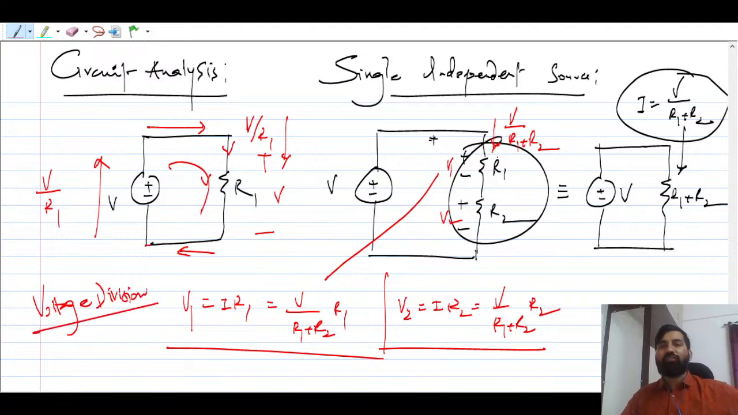So instead of finding the current directly, you can find out the voltage across each resistance if you know the total voltage. And you have to keep in mind, suppose this is plus to minus, so the voltage across R1 and R2 is going to be positive. If you reverse the voltage, like if you make minus and plus, then the voltage across them will be negative. These are the concepts that you have to remember. Most of the time, a single independent source circuit is asked.